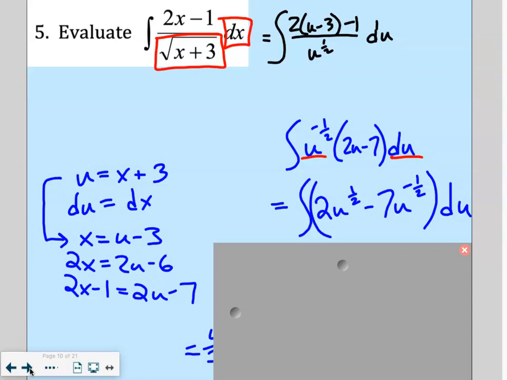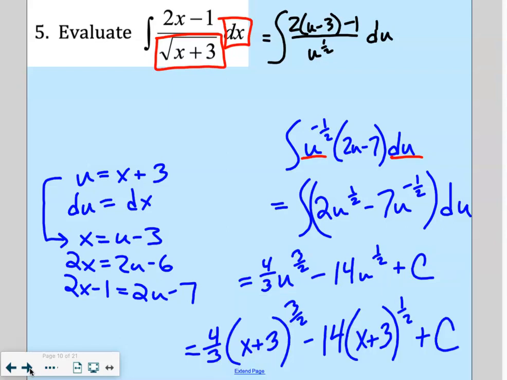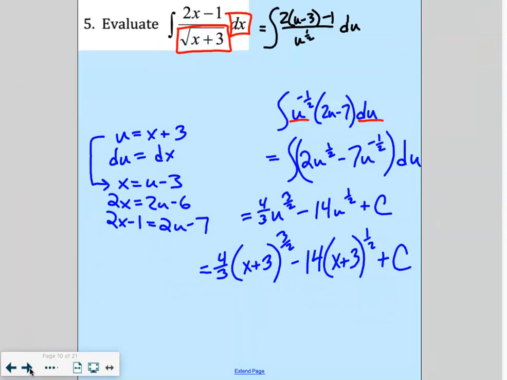So you have 2 times 2/3 u to the 3/2, which is 4/3 u to the 3/2, minus, and then this is 2u to the 1/2, so minus 14u to the 1/2 plus c, and then you put your x's back in. And you're left with that lovely thing, which actually many of you got.